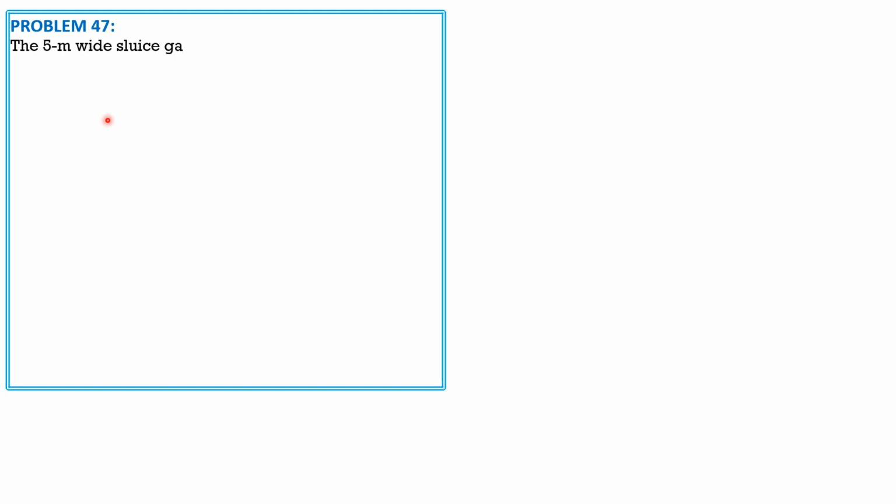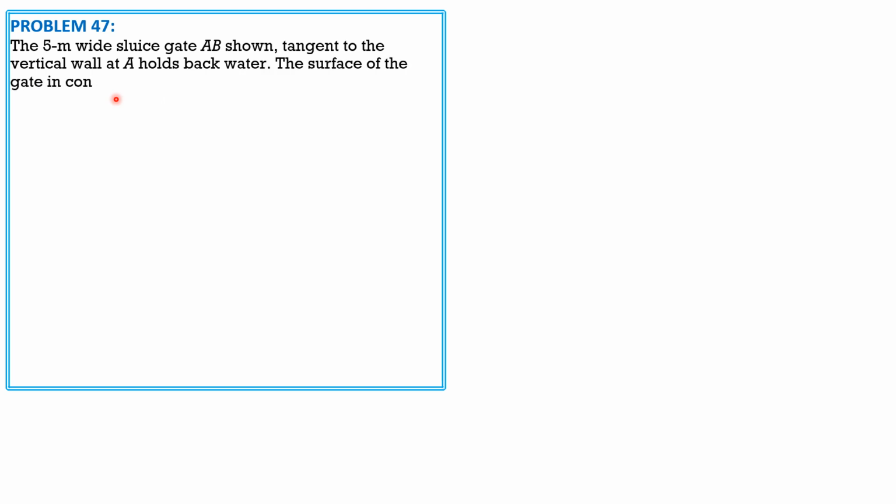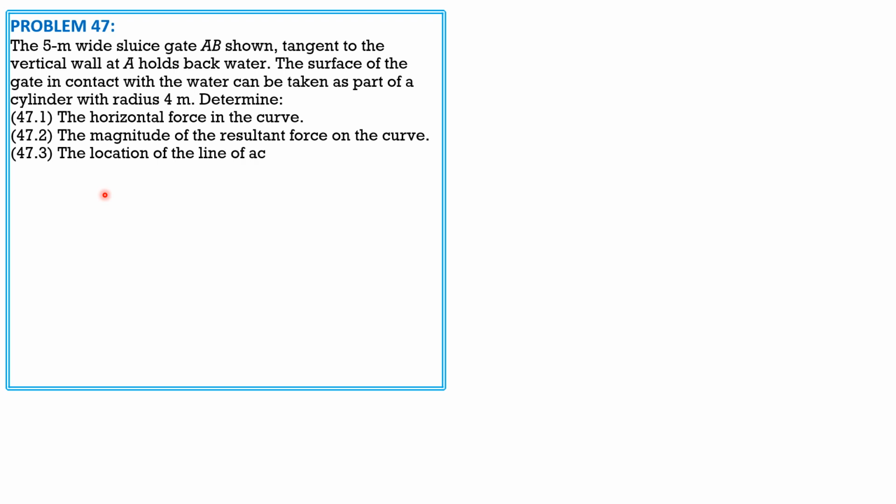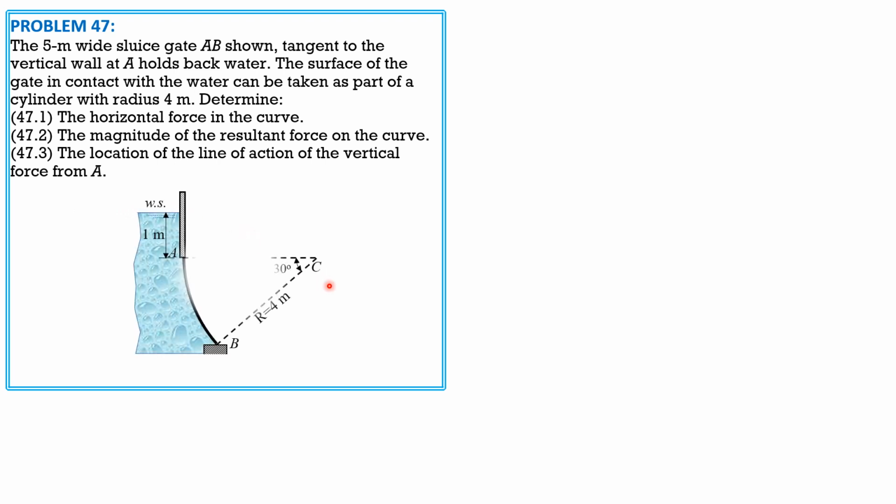Problem 47. The 5 meter wide sluice gate AB shown tangent to the vertical wall at A holds back water. The surface of the gate in contact with the water can be taken as part of a cylinder with radius 4 meters. Determine 47.1 the horizontal force on the curve, 47.2 the magnitude of the resultant force on the curve, 47.3 the location of the line of action of the vertical force from A, and this is the figure.